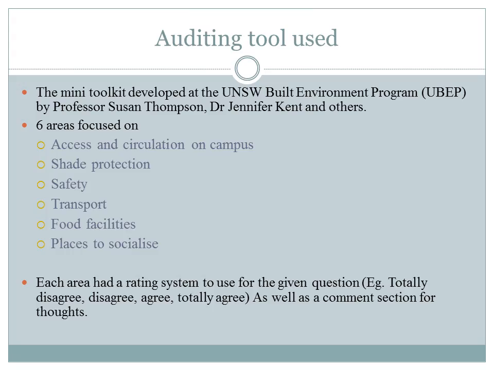So like everyone, I guess, the auditing tool used was the mini toolkit developed at the UNSW Built Environment Program by Professor Susan Thompson and others. It covered 6 main areas. They included access and circulation on campus, shade protection, safety, transport, food facilities, and places to socialise. Each area was given a rating system to use with the specific question asked, usually with 3 or 4 options such as strongly disagree, disagree, agree, or strongly agree.